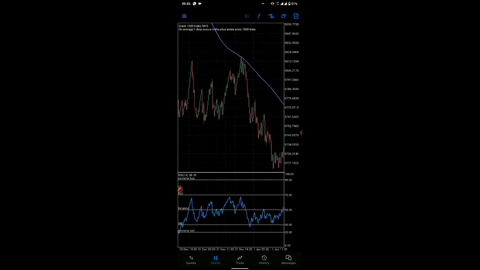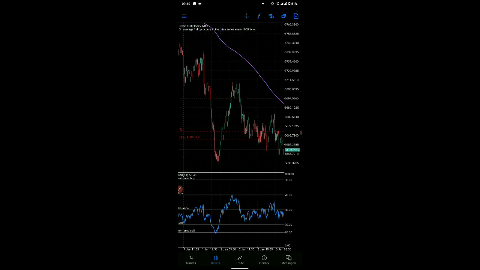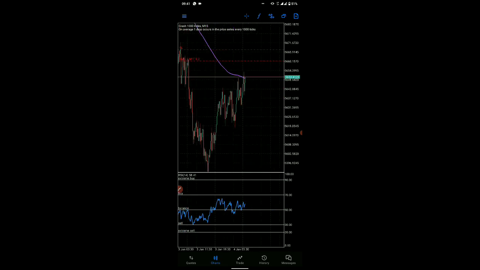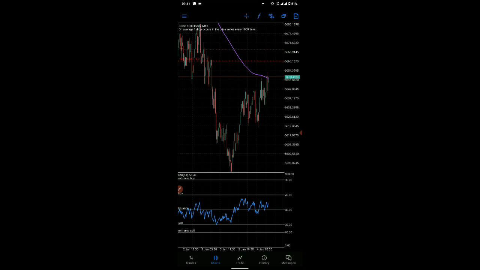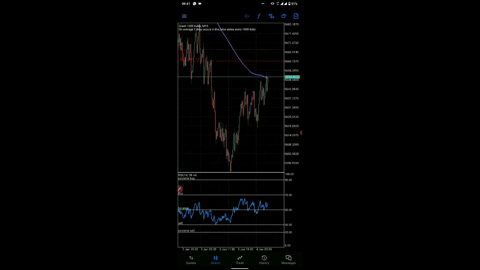All right, you see, once it touched it, a long sell. So we are looking out for another sell here. You can see once it touched it, it sold. So let's look out for boom now.